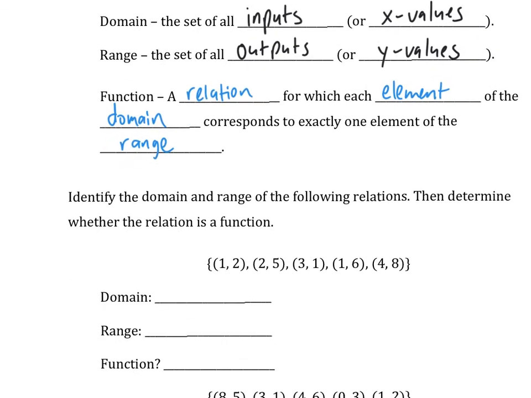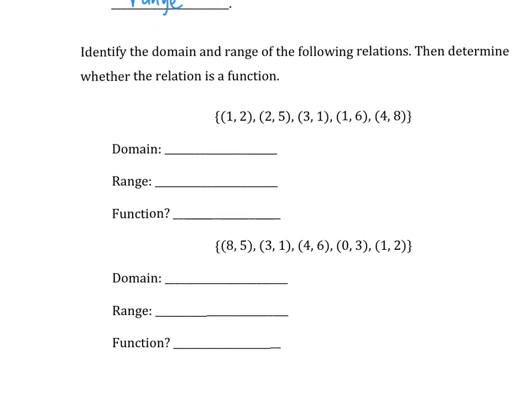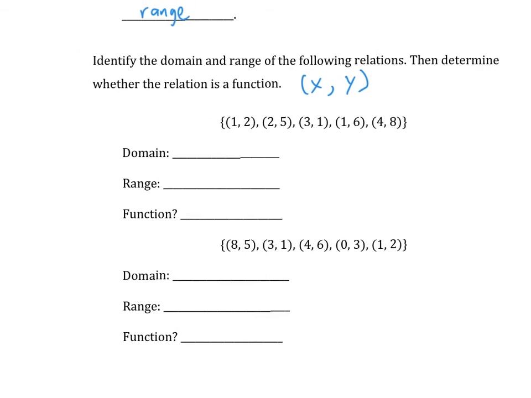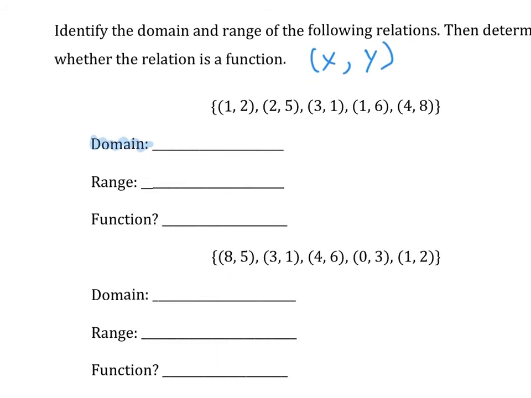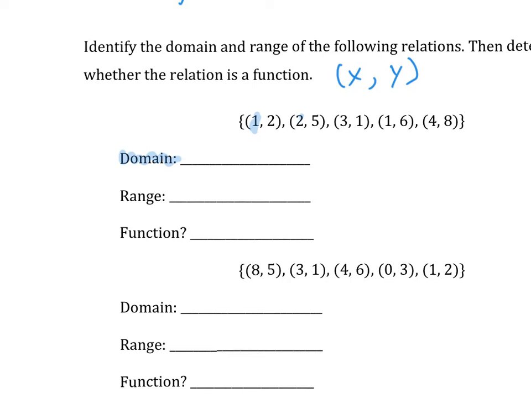So let's practice putting these into play here. We're going to first identify the domain and range of the relations, and then determine whether the relation is a function. Remember, our ordered pairs are in the form x, comma, y. All of the first numbers are going to be in our domain. So here I'm going to highlight them. Our domain I'm going to highlight in blue.